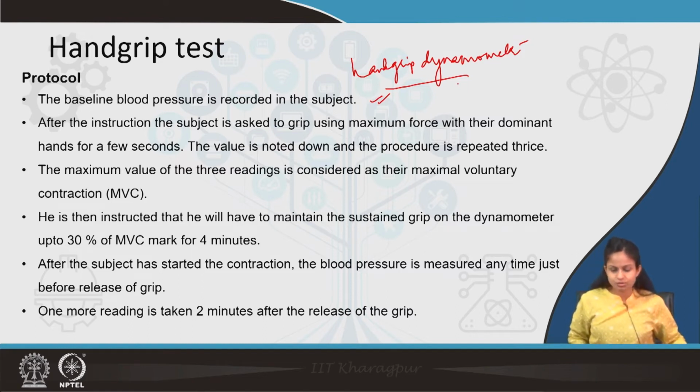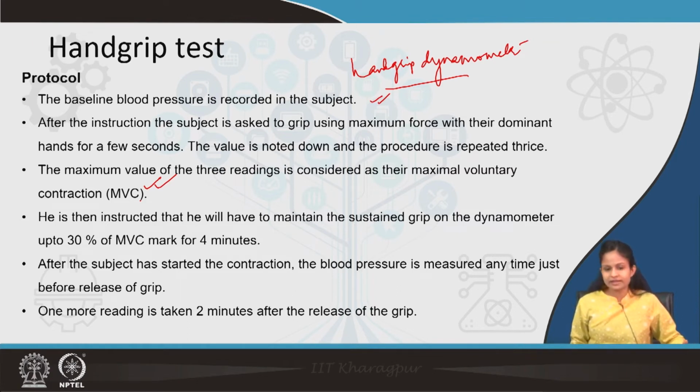So, we ask the subject to grip maximally, with maximum force, with their dominant hand for a few seconds. Now, the value of this maximum grip is noted in terms of maximum voluntary contraction. We take 3 recordings, we ask the subject to do it 3 times and then we go for the maximum recording. The maximum value of this recording gives the maximum voluntary contraction. We note the value, then we bring down this value to 30%. That means we take 30% of the maximum voluntary contraction.